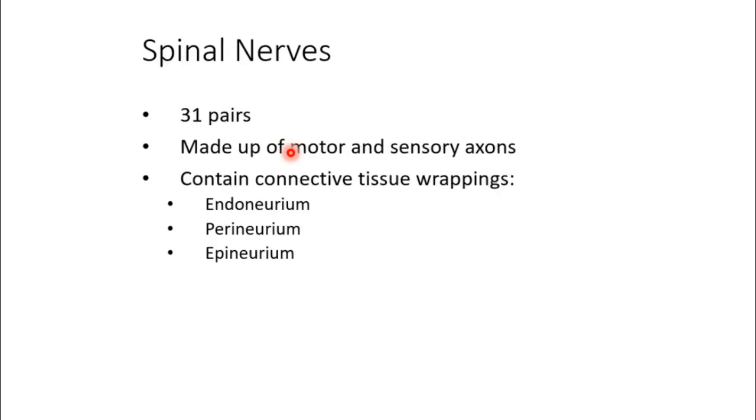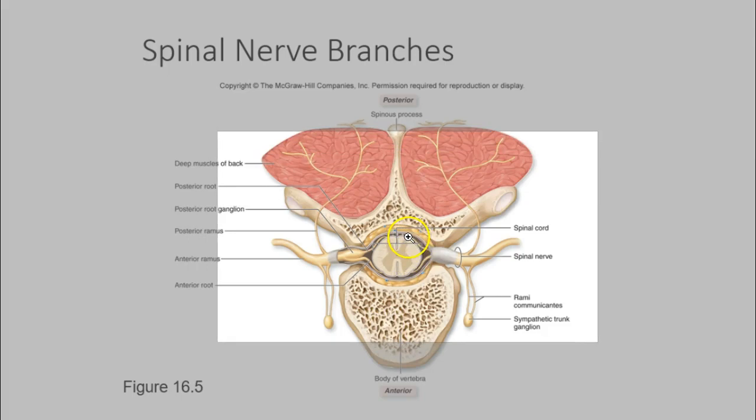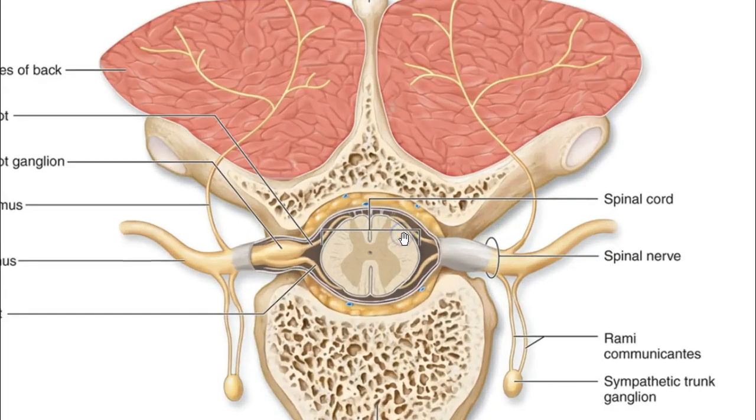Okay. We've covered this already with your spinal nerves in the periphery. You'll have an endoneurium around individual neuron axons, perineurium around fascicles, and epineurium around the entire spinal nerve. But wait, there's more. This image is great for roots versus rami. Roots versus rami.